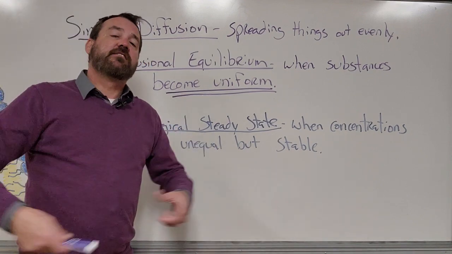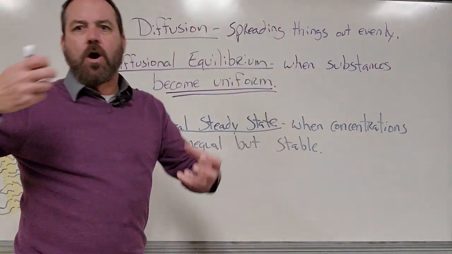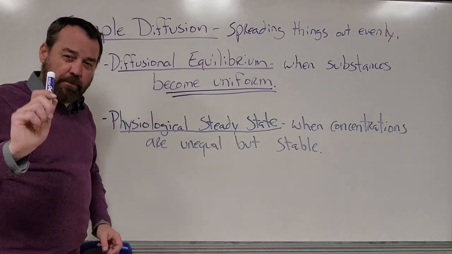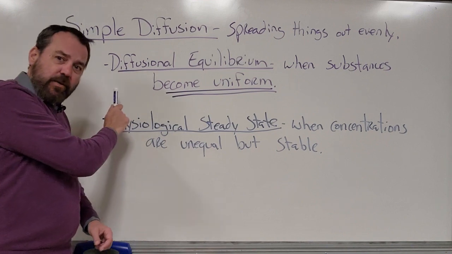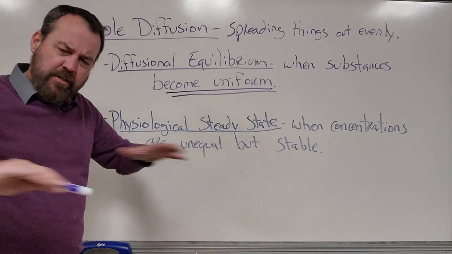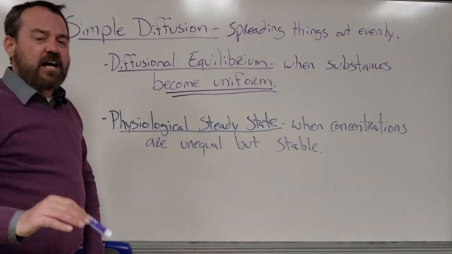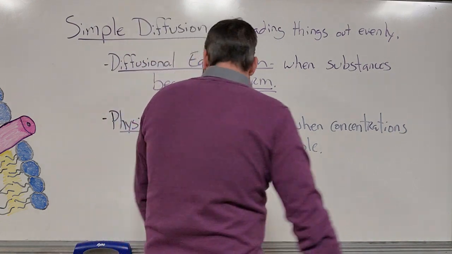So by us constantly using oxygen, we always have a pull for getting more and more oxygen into the cell. That is the physiological steady state. So make sure we can make the distinction between these two. Diffusional equilibrium, when everything is spread out evenly, we're good. The physiological steady state, concentrations are unequal but stable.